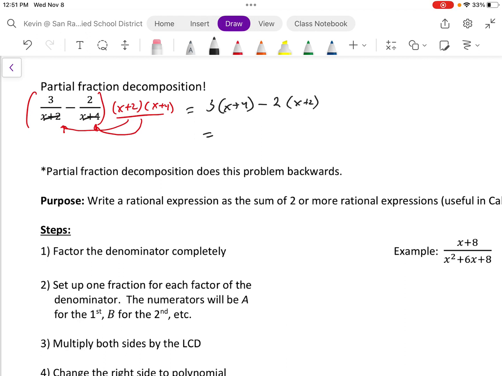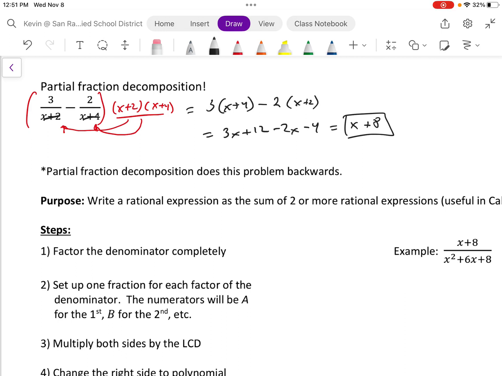All right, then we would just simplify this. So we would get 3x plus 12 minus 2x minus 4. Combine that, 3x minus 2x is x. 12 minus 4 is 8. And so we would have x plus 8. So that's when we have the sum, or in this case, a difference of two rational expressions.